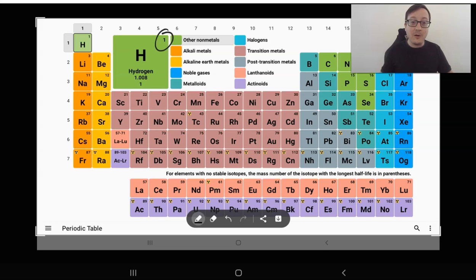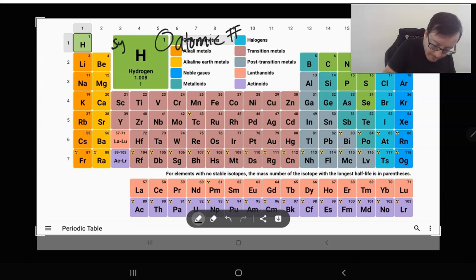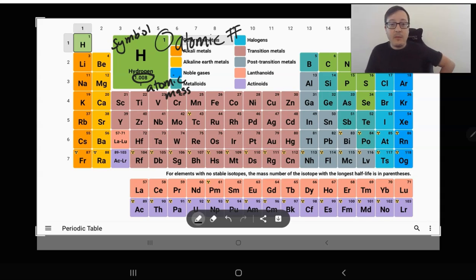So when we're looking at this, we have the atomic number, we have the symbol, and then we have the atomic mass down here. And I'll clear this off so we can talk about the groups later.